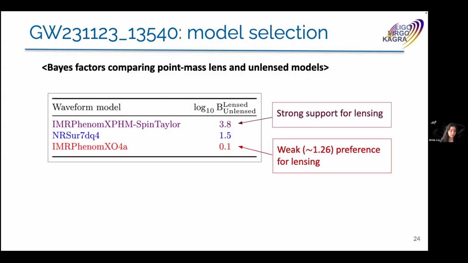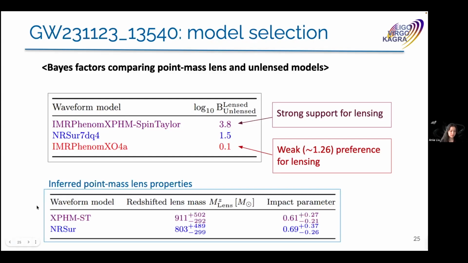Since these analyses assume a point mass lens, we can also infer the lens properties, the redshifted lens mass, and the impact parameter. Here we show the results for the two models that favor lensing most strongly, the IMRPhenomXBHM and the NR surrogate, and both suggest a lens mass of roughly 800 to 900 solar masses with the uncertainty ranges shown in the table. The impact parameter is constrained to be around 0.6 to 0.7. In principle, this would allow us to infer the nature of the lensing object.